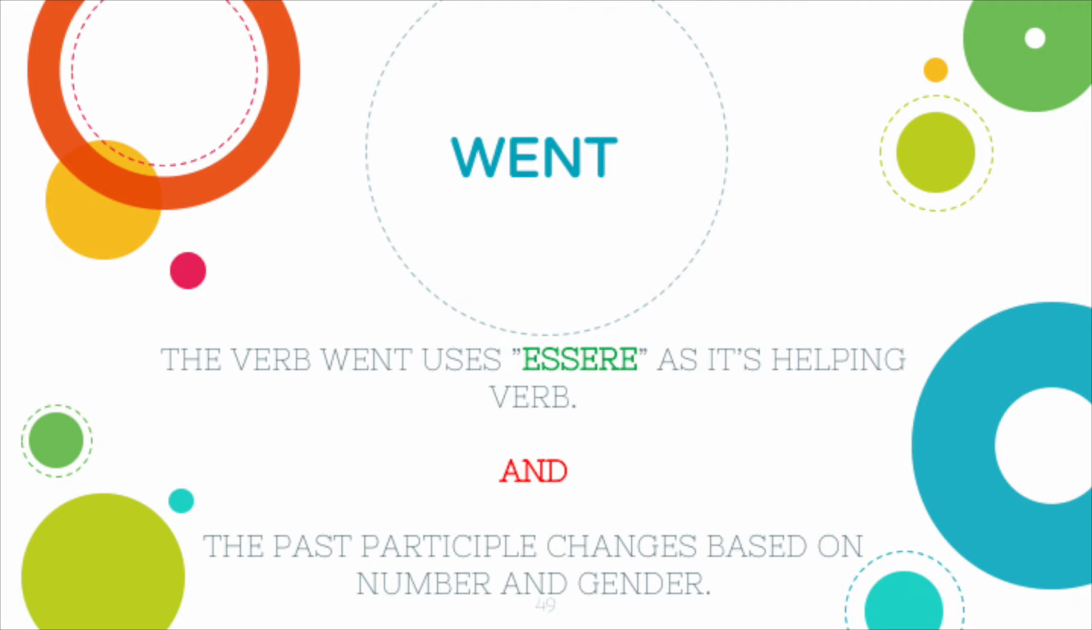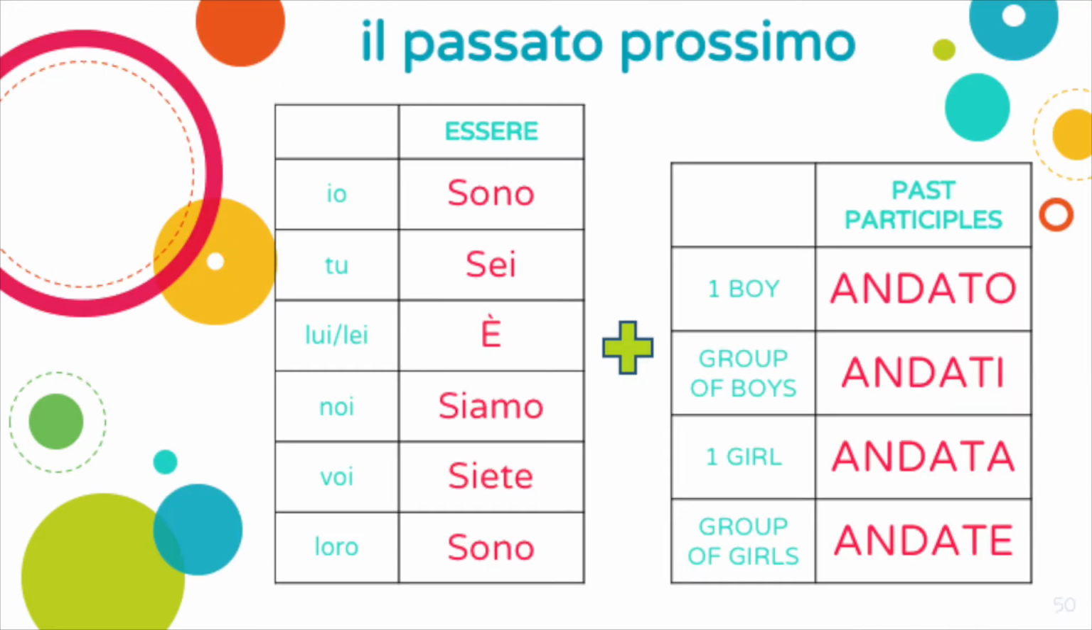Now, I don't want to throw too much at you, but let's look at the word went. This is a verb that uses essere as its helping verb, and then uses a past participle that changes its ending based on number and gender. I know that's a lot, so let's break it down and take a look at this chart. You're going to want to pause the video and fill this in. Next year, you're going to learn a bunch more verbs that use essere as its helping verb in the past tense. Luckily for 8th grade, this is the only one you need to know.